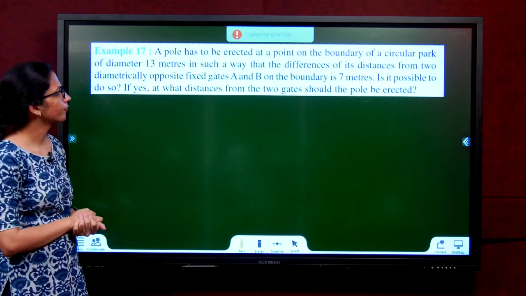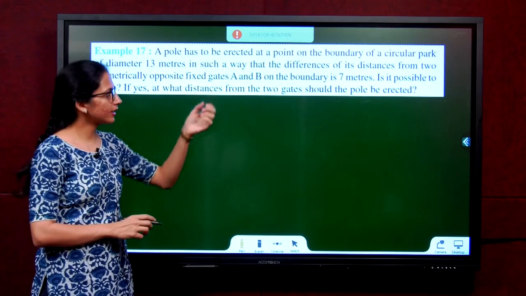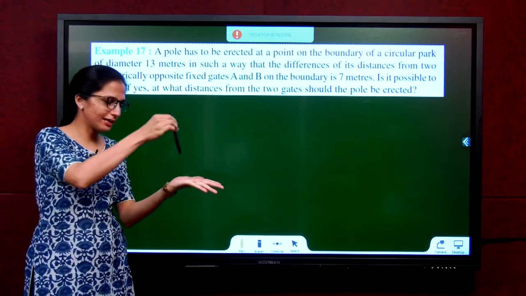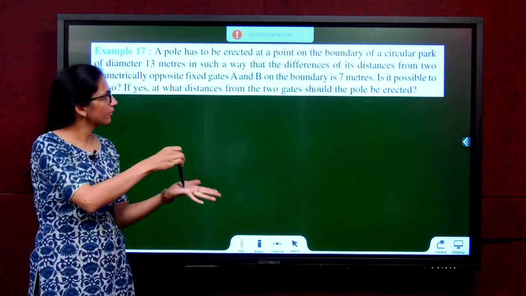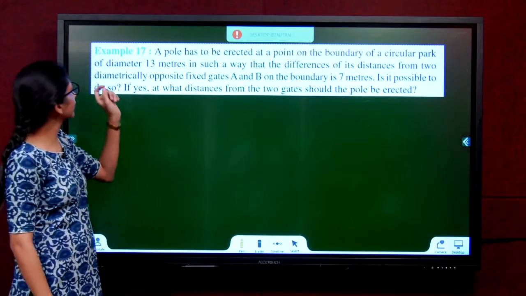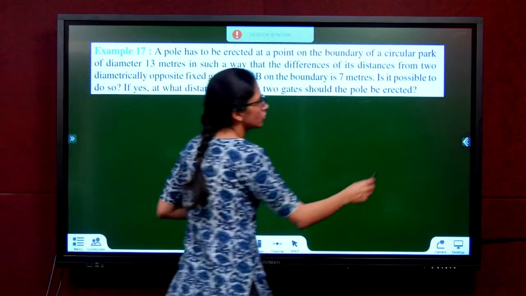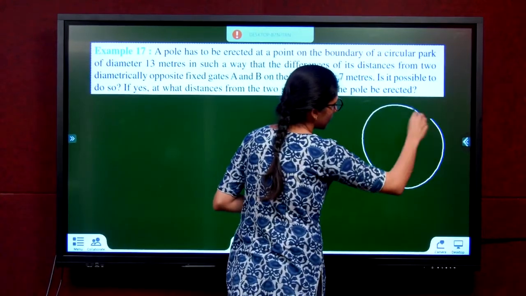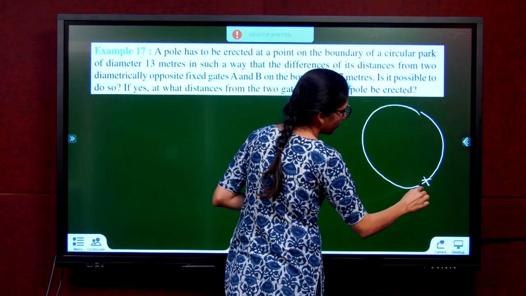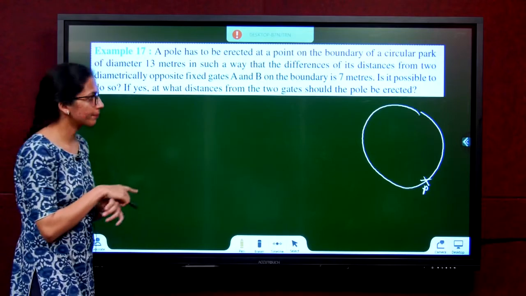Example 17. A pole has to be erected. Erected meaning you're keeping the pole. Now this is the ground, I erect, keep it straight here. Erected at a point on the boundary of a circular park of diameter 13 meters. So we have a circular park and I have to erect a pole, put a pole on the boundary of the circular park. So that pole is P.